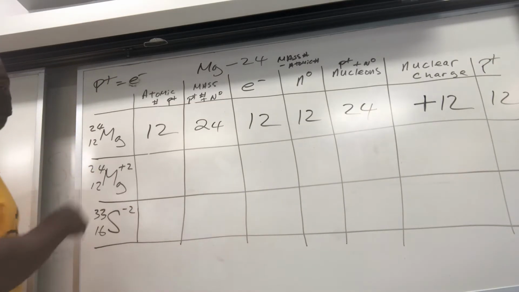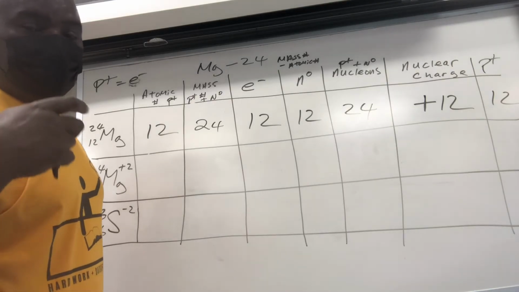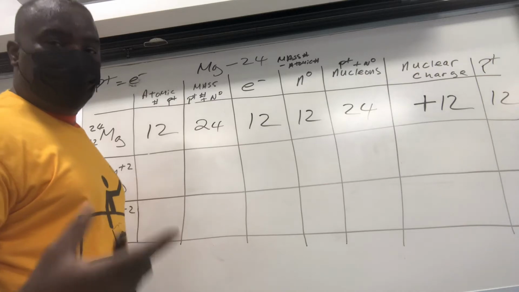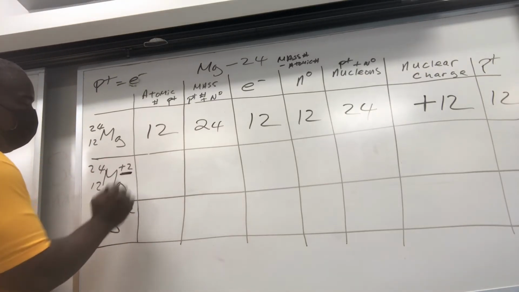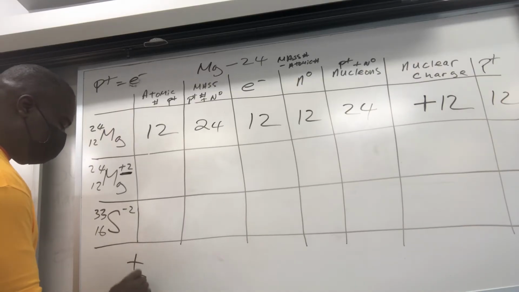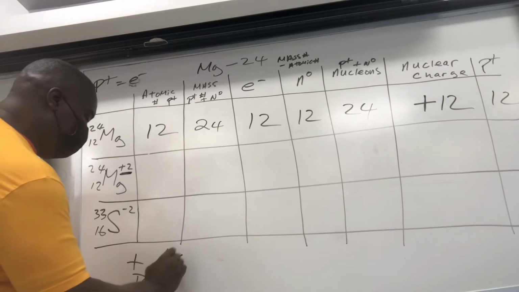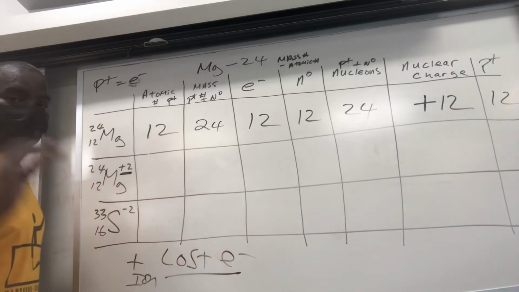We have Mg plus 2. Now the plus 2, guys, means what? It means you have a charged atom. You have an ion on your hands, people. Now, plus 2, positive 2, means positive ion, which means that you lost electrons, okay? Very, very important. Make a note of that.